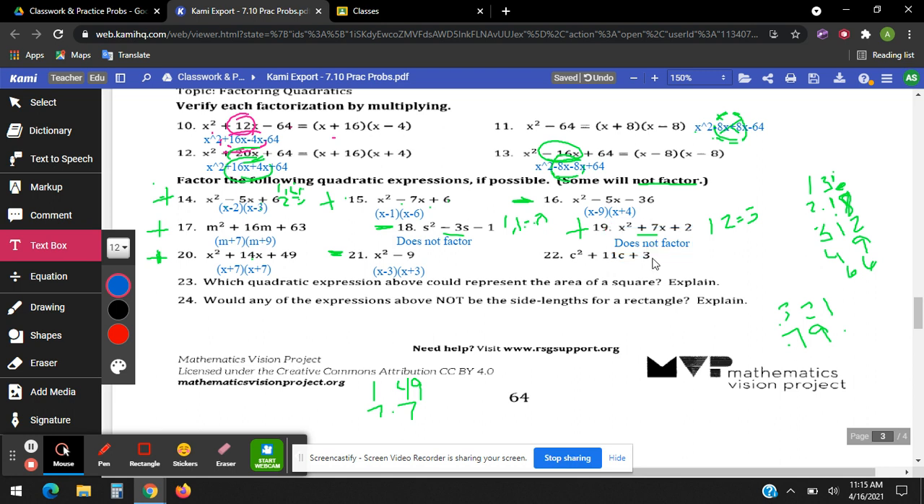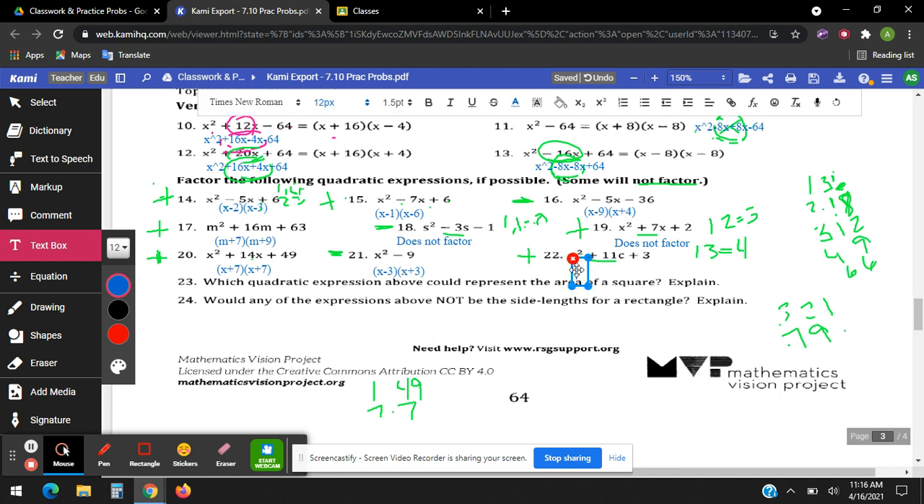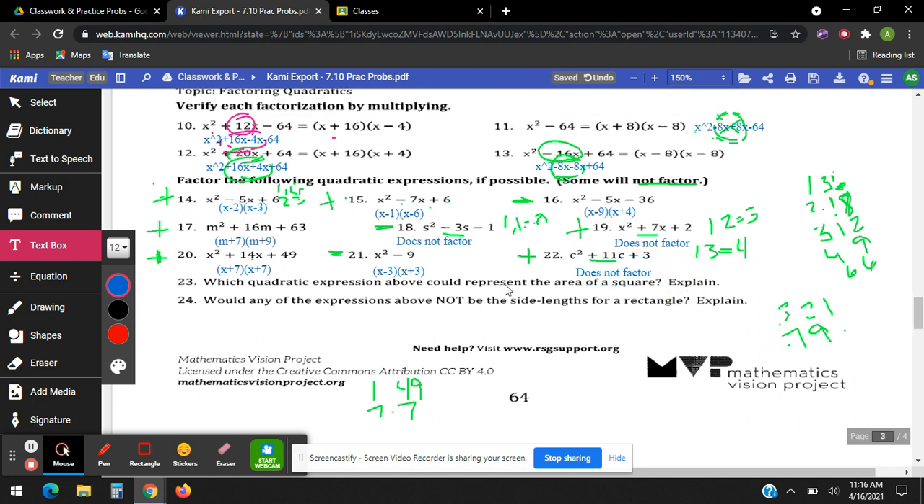All right. And 3, both plus, so that means we're adding. Factors of 3 are 1 and 3. Those add to get 4, not 11. So this one does not factor. At this point, if they don't come out as nice whole numbers, we're not factoring them.